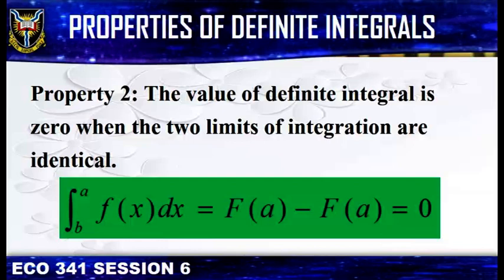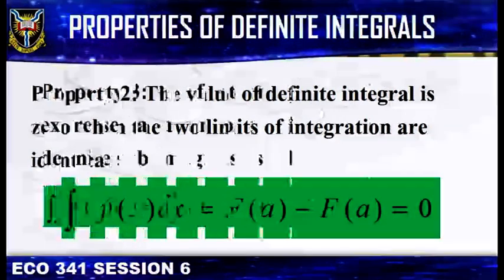The value of a definite integral is 0 when the two limits of integration are identical. Integral f of x dx, upper limit a, lower limit a, is equal to F of a minus F of a, which is equal to 0.